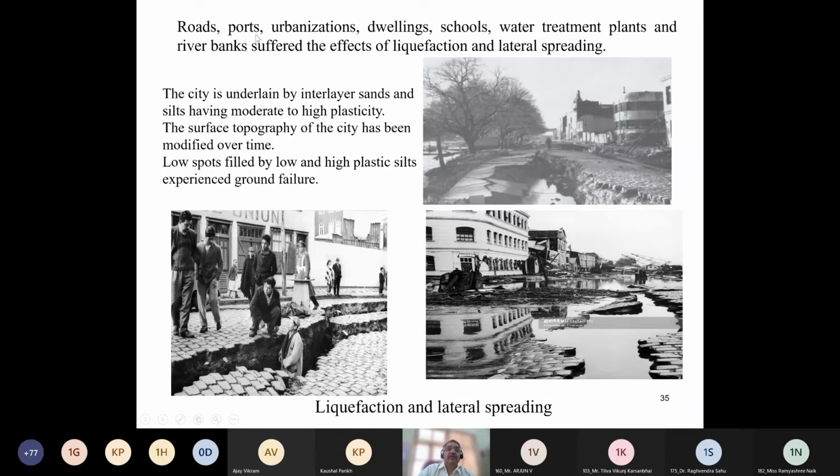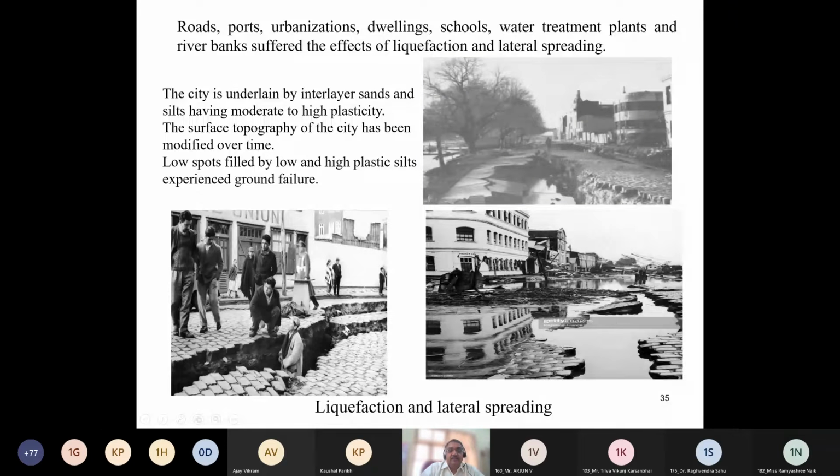So in this earthquake, roads, ports, urbanization, dwellings, schools, water treatment plants, and river banks suffered the effects of liquefaction and lateral spreading. You can see cracks develop and lateral spreading. A lot of damage occurred to the buildings near the coastal area. Here you can see the depth of lateral spreading.